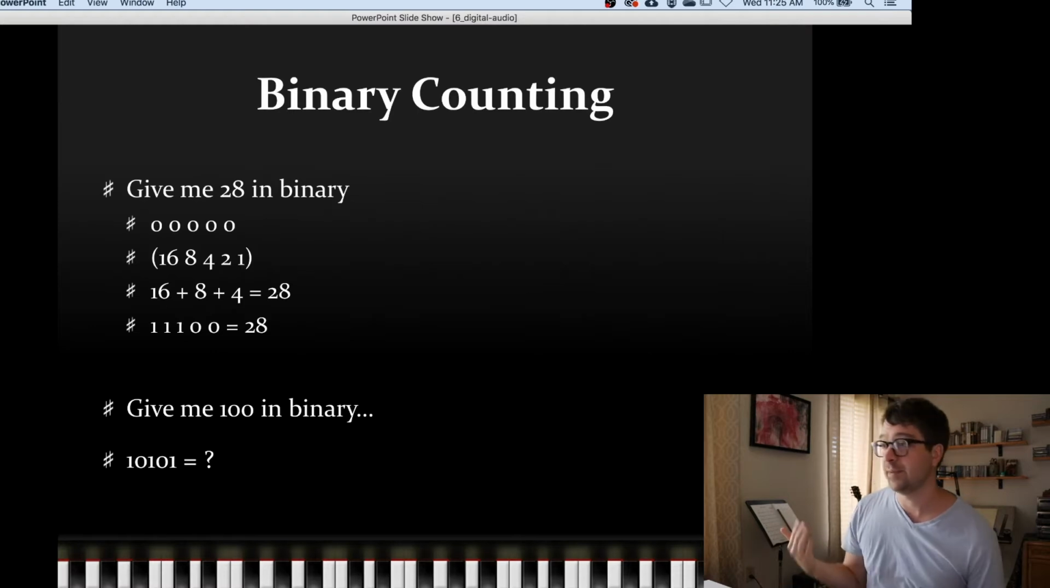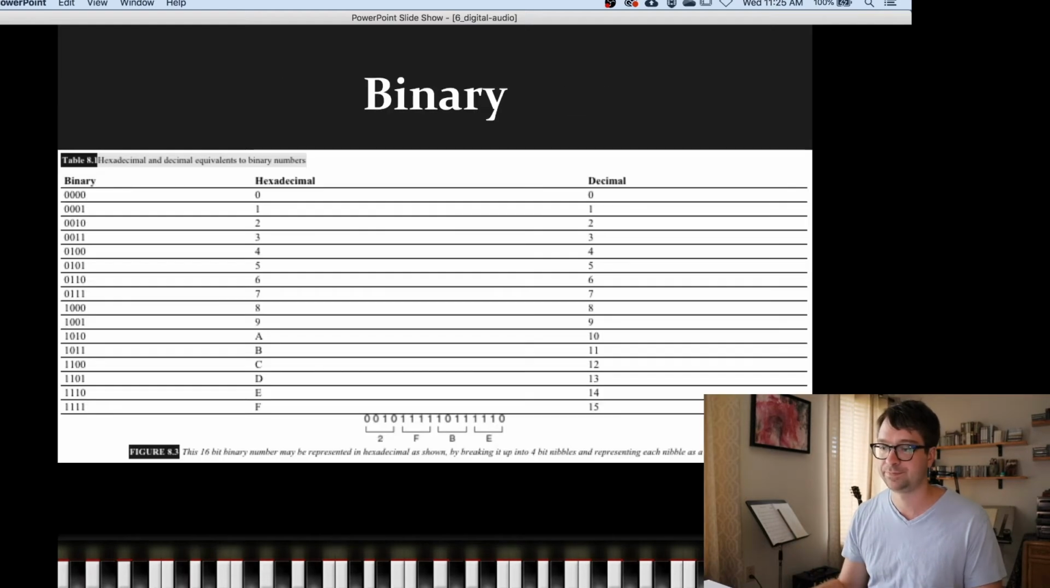So let's count something. If we wanted to get the number 28 in binary, we would need 5 bits, and we could add it together using 16, 8, and 4. So 28 in binary would be 1, 1, 1, 0, 0. Pretty simple. It's just multiples of 2 added together.